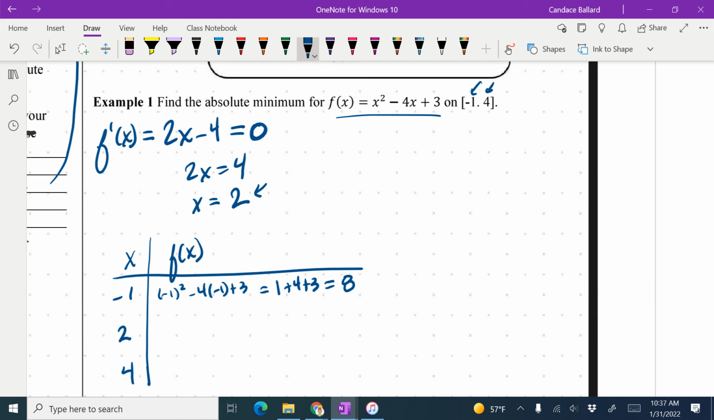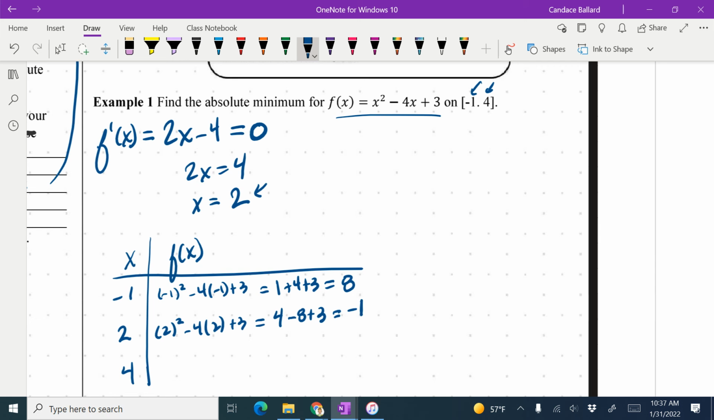All right, we're going to plug in the 2 now. So we've got 2 squared minus 4 times 2 plus 3. All right, what's 2 squared? What is -4 times 2? Good. All right, so 4 minus 8 plus 3. Sorry, I said times. -1. Everybody okay with that?